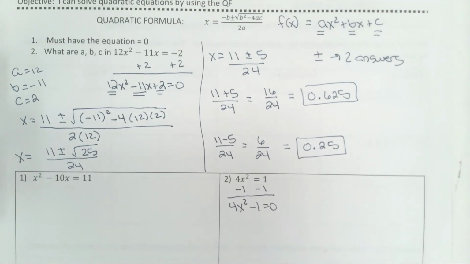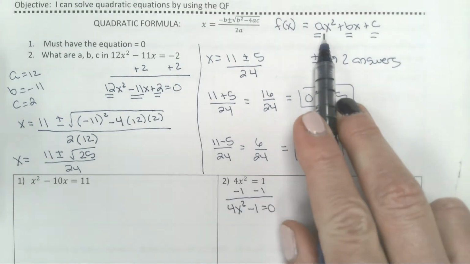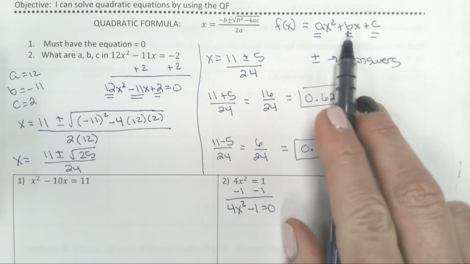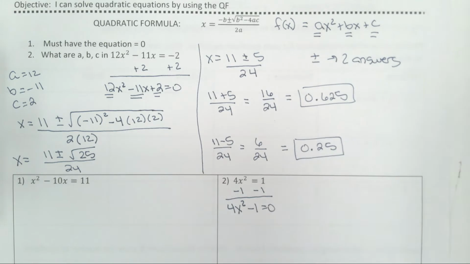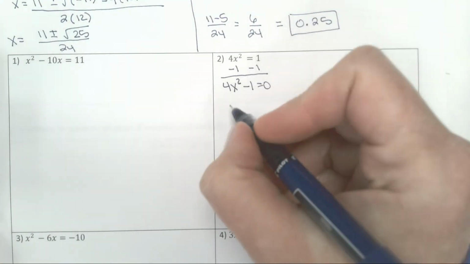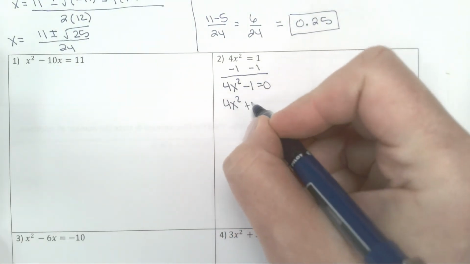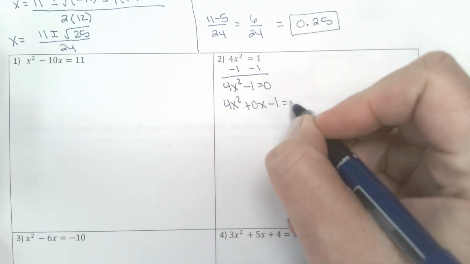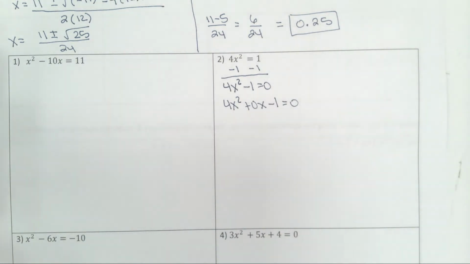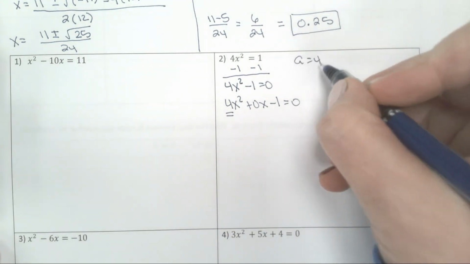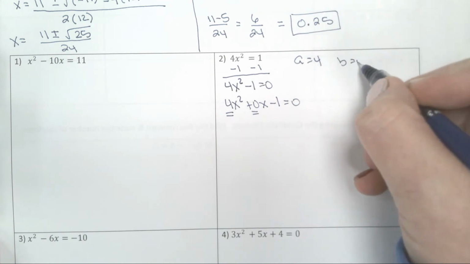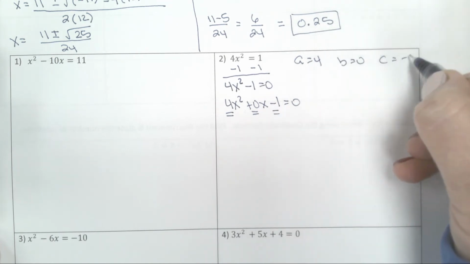So if you look up here, a is always x squared's coefficient, so we have an x squared. B is x's coefficient. Ooh, we do not have one. So if you do not have one of your terms, you need to sub 0 in for it. So I'm going to rewrite this as 4x squared plus 0x minus 1 equals 0. Now I have all three terms. Now I can see that a is 4. I can see that b is 0. And I see that c is negative 1.